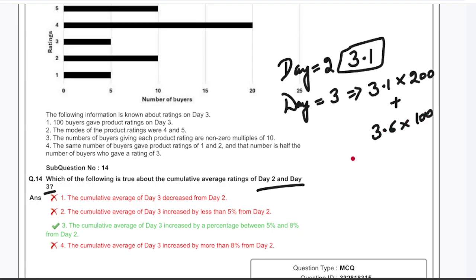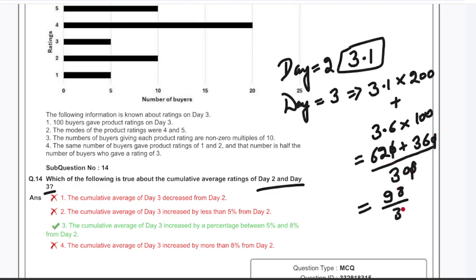The total comes out to be 620 plus 360, divided by the total number of buyers we have, 300. The 0 gets cancelled. We get 98 divided by 30. So the cumulative average comes out to be 3.26. This is the cumulative average of day 3. Now the question says the cumulative average of day 3 decreased. No, it increased. So the first is not the answer.